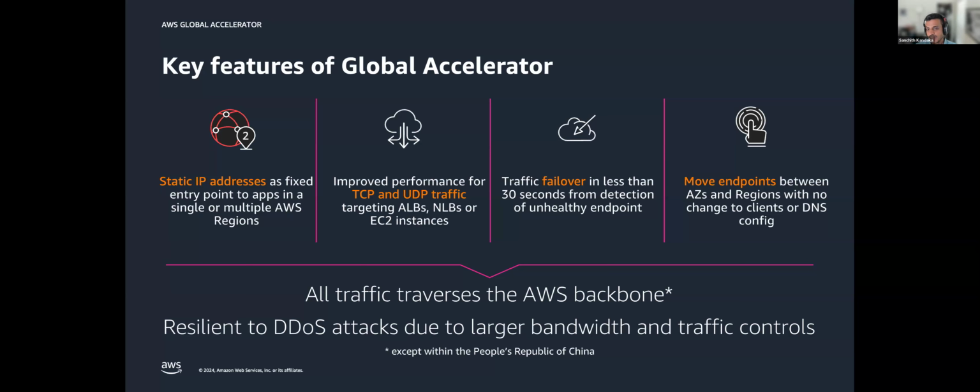targets. Traffic failover in less than 30 seconds provides you with an instantaneous ability to move from an unhealthy endpoint to a healthy endpoint to maintain customer satisfaction. And lastly, you can move endpoints between availability zones and regions with no change to the client DNS config. That goes back to the static IP addresses. And all traffic traverses the AWS backbone. So you're getting the benefit of removal of that uncertainty due to the public IP routing.